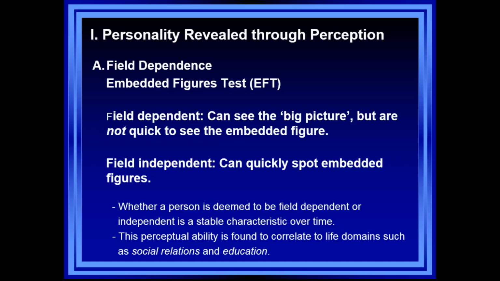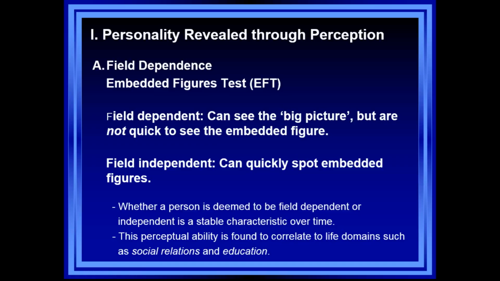They see the objects independently from the background larger picture. They focus on the details. So if you've ever heard the saying, can't see the forest for the trees, these field dependent people see the forest. These field independent people focus on the individual trees.